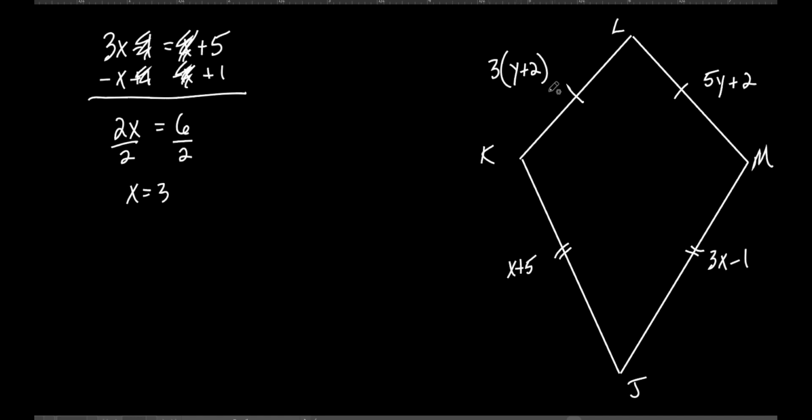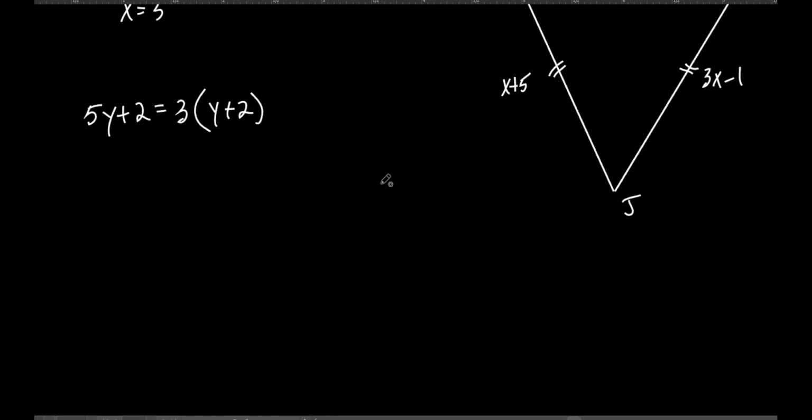Let's do the y. So what do we do with this? We're going to take those and set them equal to each other. Now again, you don't have to do this, but I do it just because I like the bigger number on the left-hand side. So what's going to go first here? 5y plus 2. And you're going to set that equal to what? 3, parentheses, y plus 2. Okay? And now we got to solve for y.